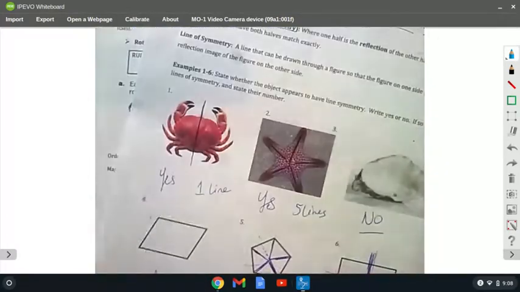All right, so hopefully symmetry is pretty easy. Hopefully you think so too.